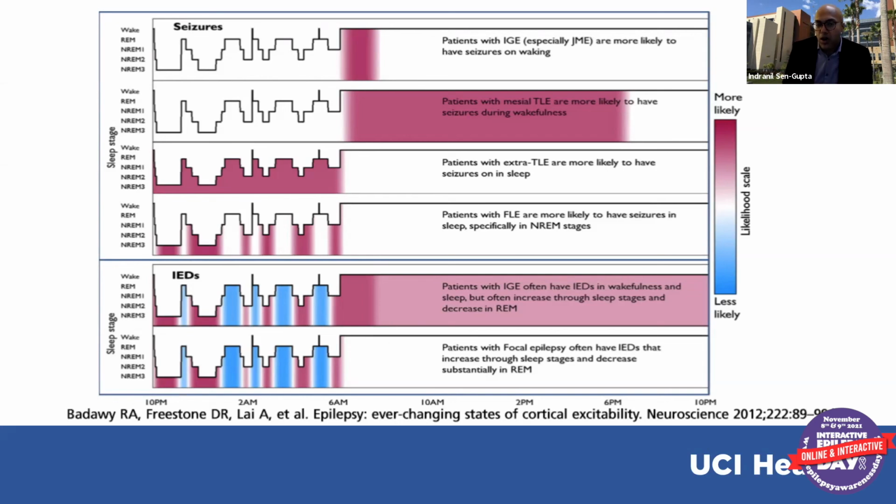So these will often manifest during wakefulness and sleep, but they can increase through the sleep stages because there's more and more brain synchrony as you get deeper in sleep. And then as soon as you get to REM sleep, which is where you dream, there's desynchronization of the brain activity. And at that point, some of these discharges can actually have more resolution. And then another part here is that patients with mesotemporal lobe epilepsy are more likely to have their seizures during wakefulness, and patients with epilepsy that happens outside the temporal lobes are more likely to have seizures during sleep.